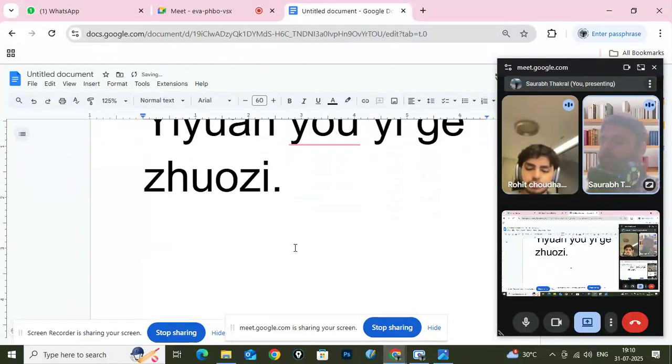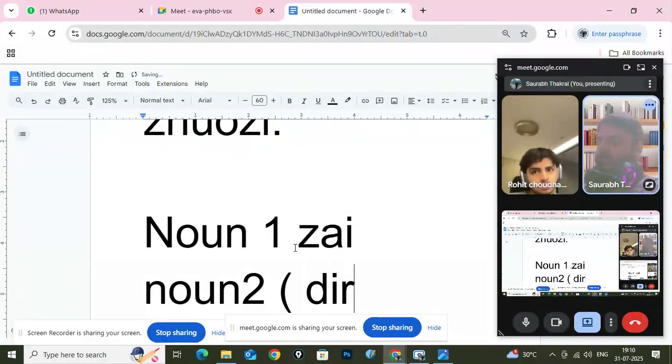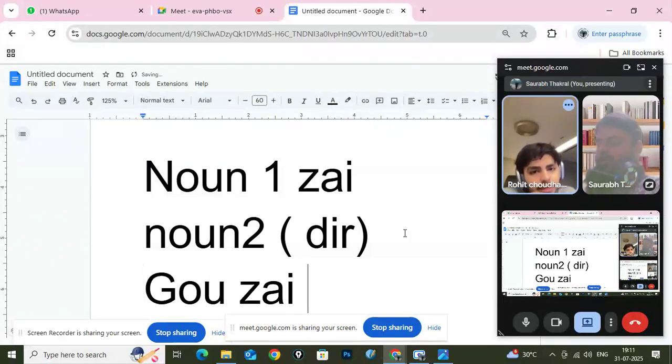Okay, again the pattern here would be noun one, zai, noun two, and then the direction. So noun one is our dog. So we are telling dog is at noun two, and then the direction. Gou zai.